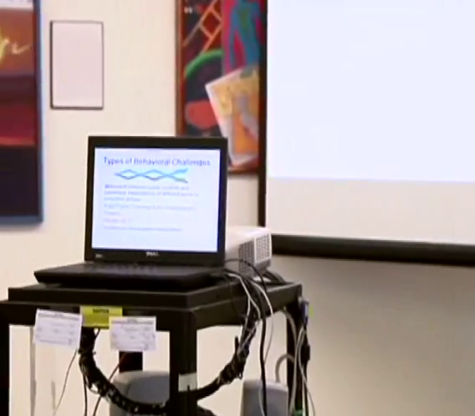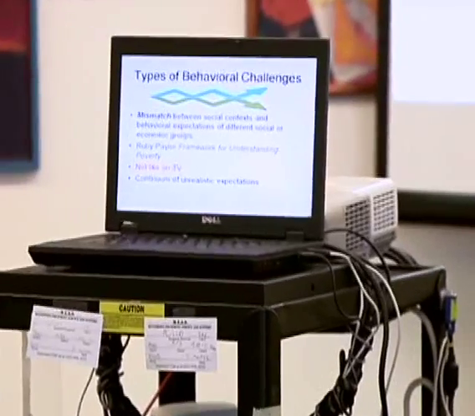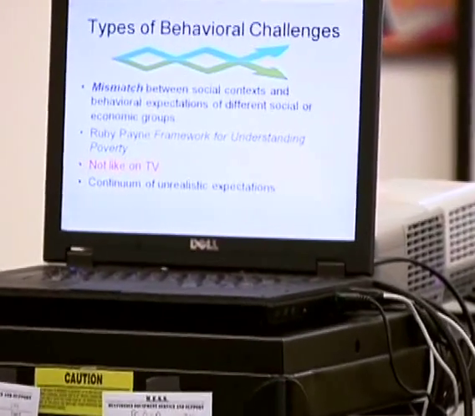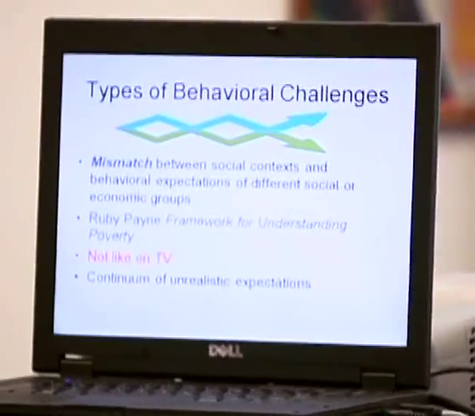And then we have this continuum of unrealistic expectations. I don't know how else to put it, so I'm going to show the next slide that kind of gets to it. But this is where a lot of our problems happen.